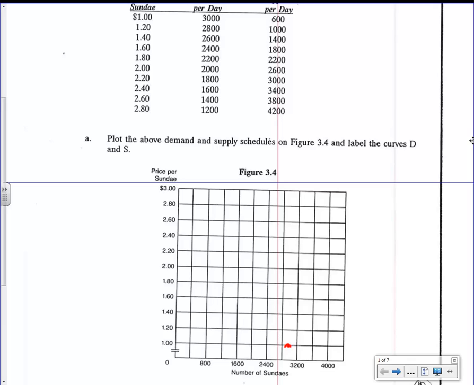Now we're going to go with the second point. At $1.20, we have approximately 28 Sundays, and we want to plot that point. At $1.40, we have 26 Sundays.